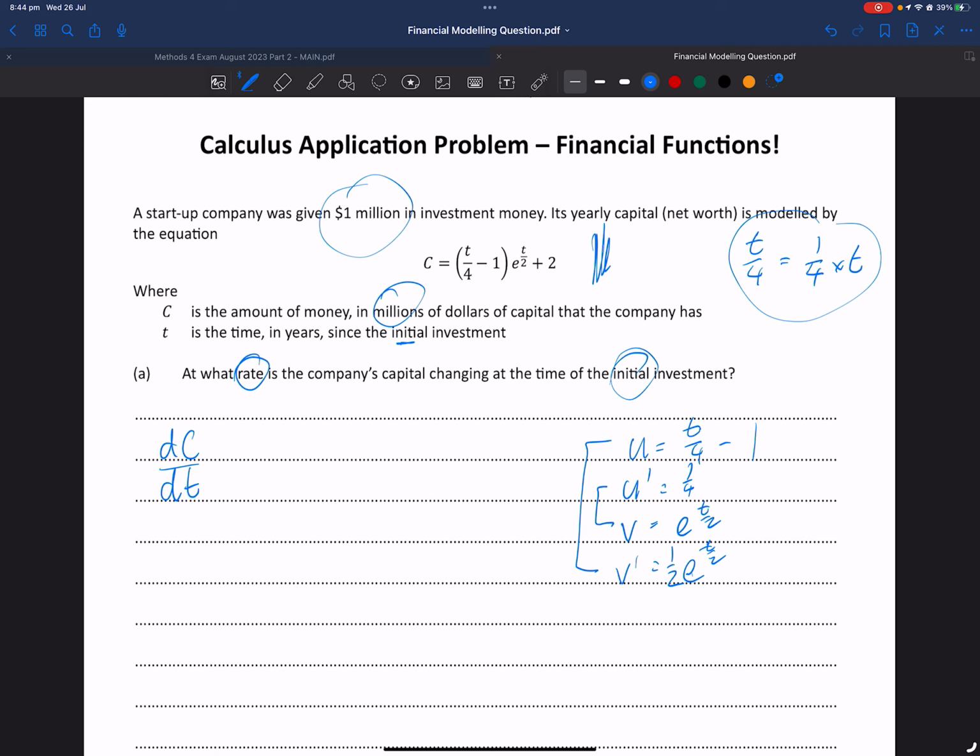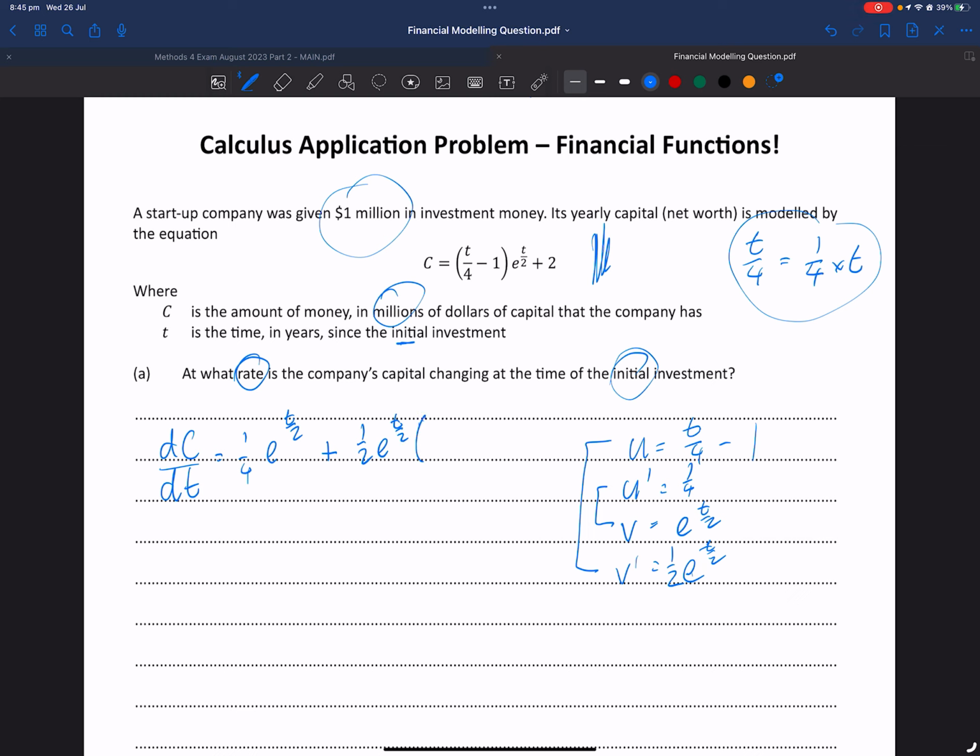So the inside is going to be 1/4 multiplied by e to the t over 2. Just making sure I've got it right. Plus, because that's how the product rule works, the outside, which is 1/2 e to the t over 2. I'm just looking ahead all the time.